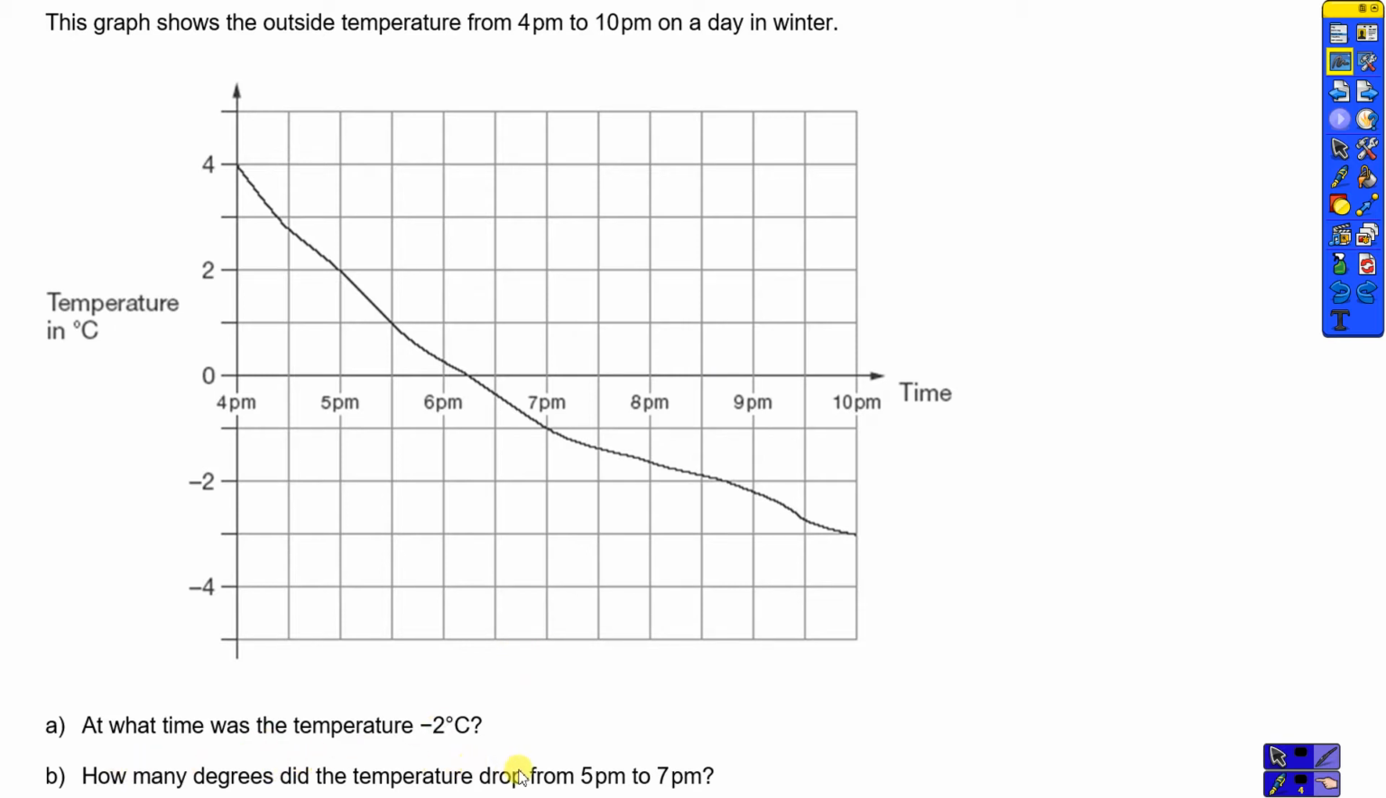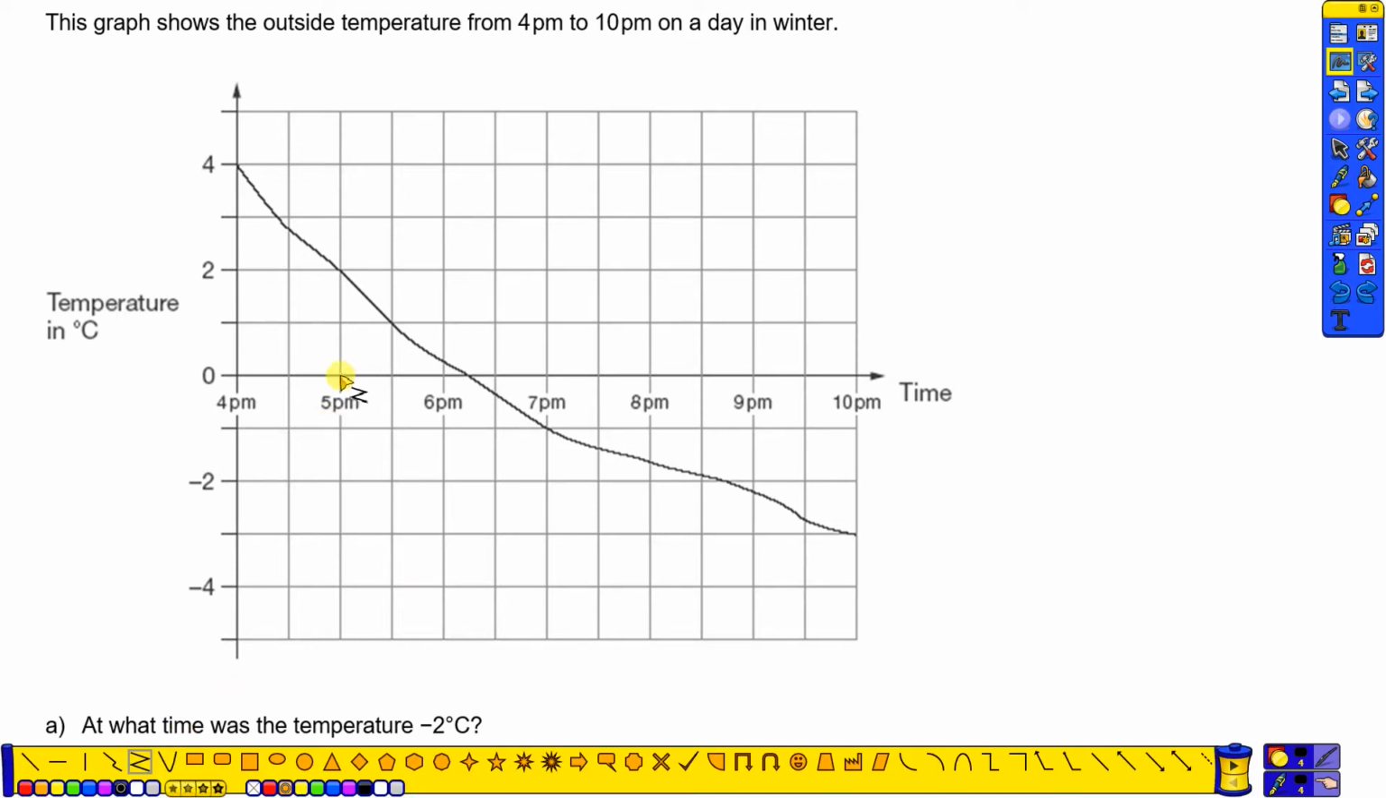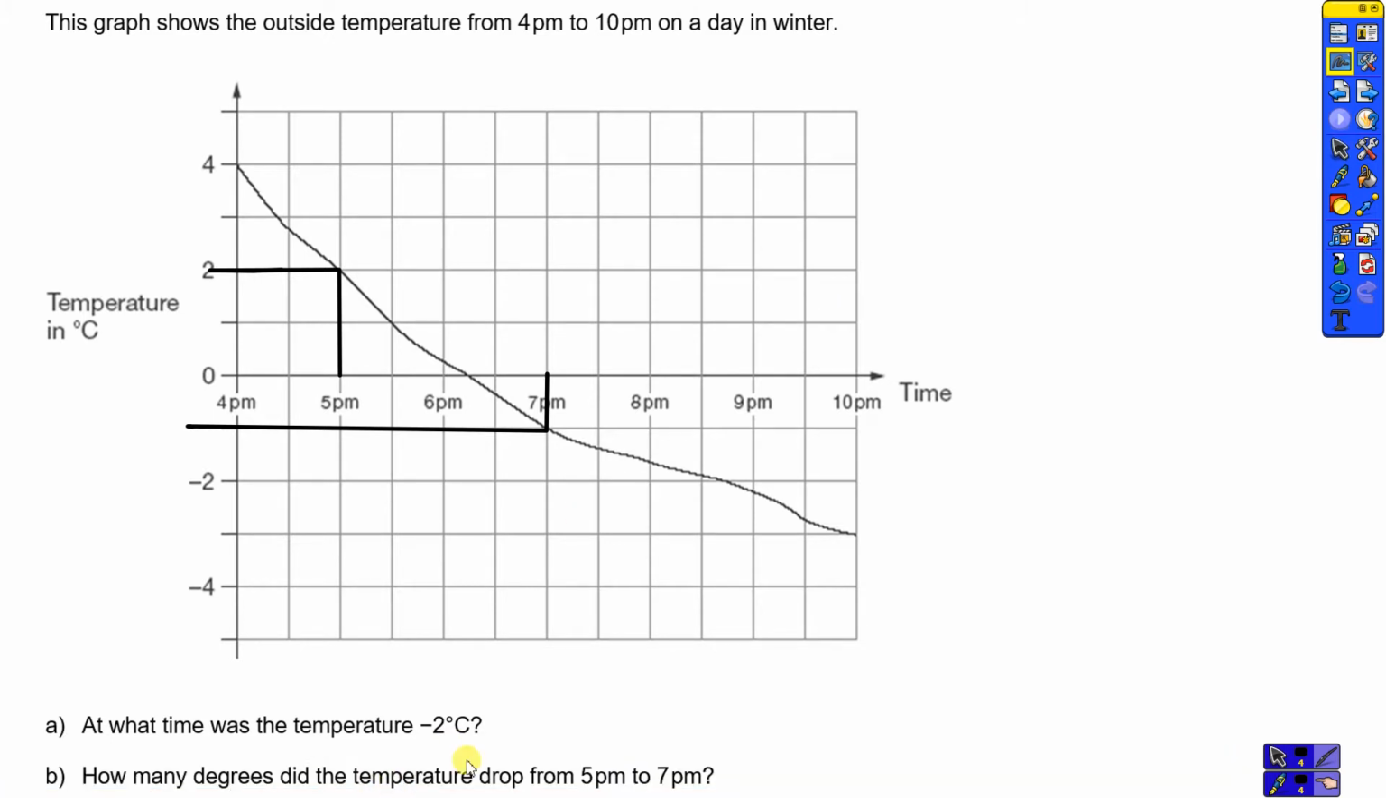How many degrees did the temperature drop from 5 p.m. to 7 p.m? So let's find the temperature at 5 p.m. It was 2 degrees. Let's find the temperature at 7 p.m. It was -1 degrees. So then the difference in temperature, the drop, was 1, 2, 3 degrees.